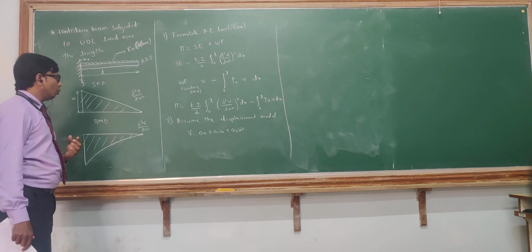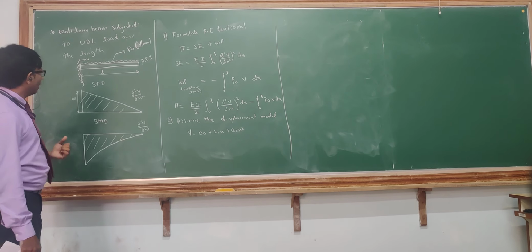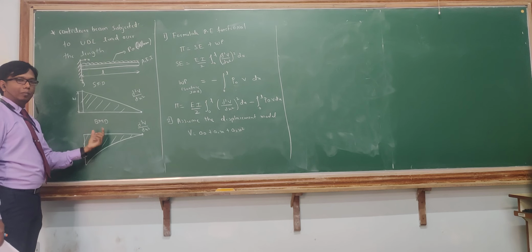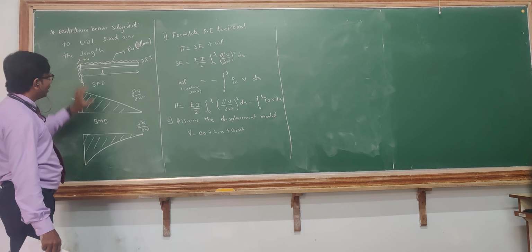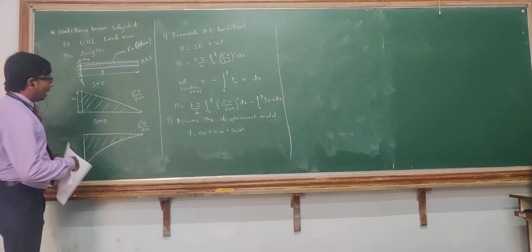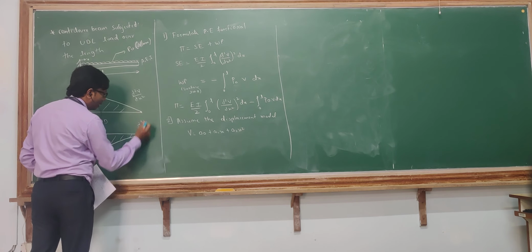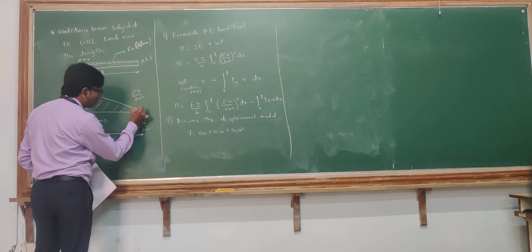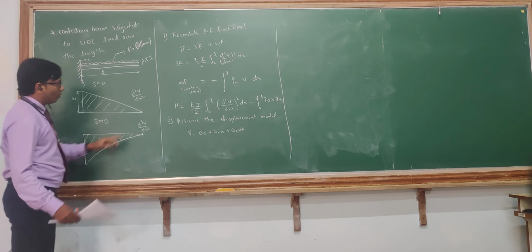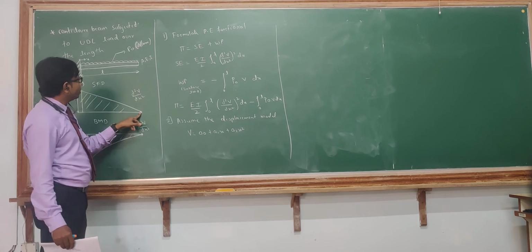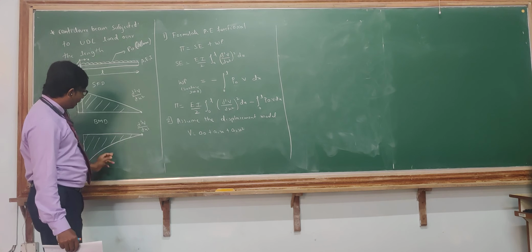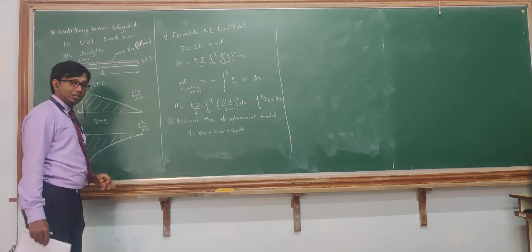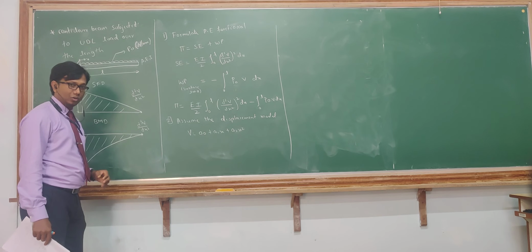I have got two more boundary conditions, the shear force and the bending moment. If I plot the shear force diagram and bending moment diagram, at this particular end, you see that the shear force is 0, which means that at x is equal to L, the shear force is 0, and at x is equal to L, the bending moment is 0.